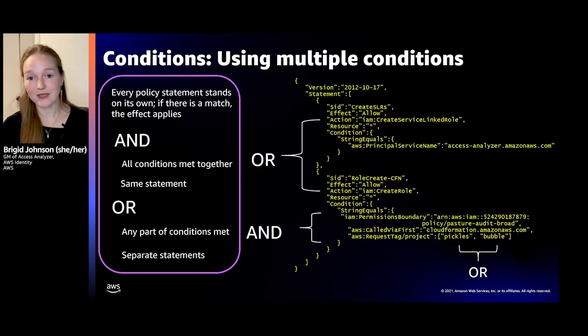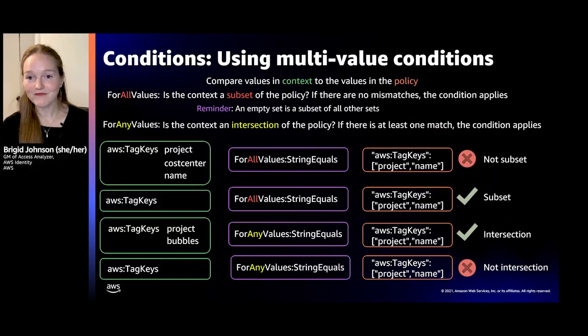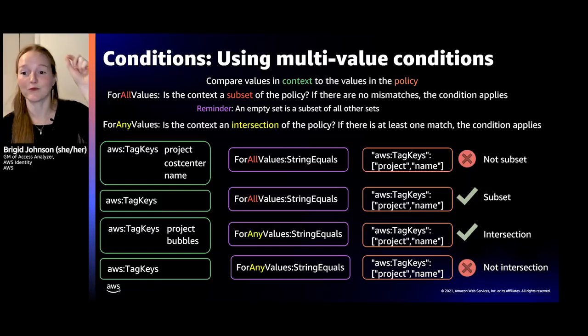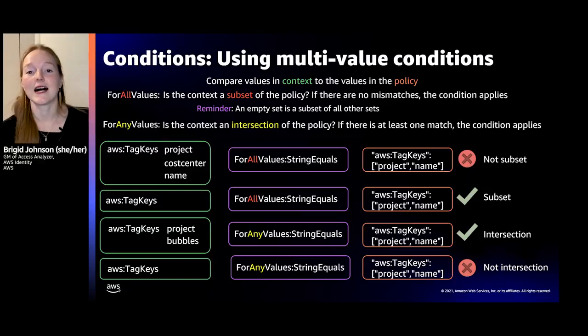Now, keep in mind, a lot of people think that they need the multi-value operator if they have a list on the right-hand side where that OR is. But if you have a list, it's ORed. And you only want to use multi-value operators when there's a multi-value condition key. So let's talk about those. A multi-value condition key is when for that condition key, there are multiple values. So in the context for aws:TagKeys, it says project, cost center, and name. That means that you're trying to tag with all three of those. Multi-value condition keys are documented. They usually end in S, and they are specified in the AWS documentation.